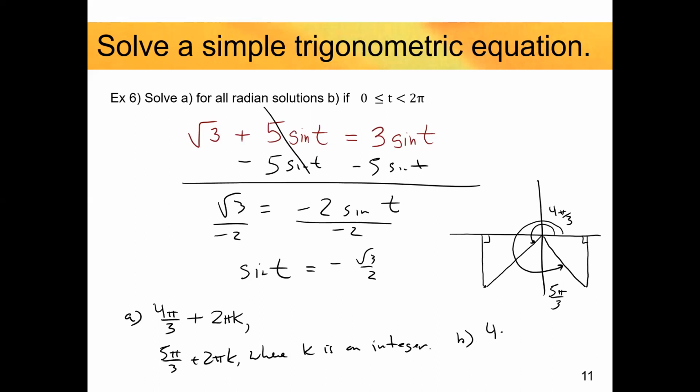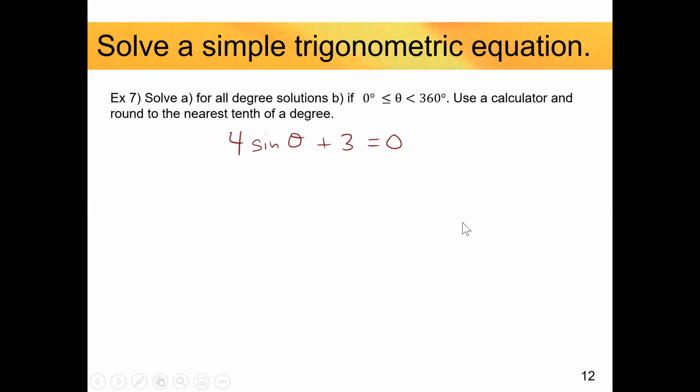I'll just write down k as an integer. And the b value, just to say it correctly here, we should say t is equal to 4π/3, 5π/3. Okay, and then a little bit of a toughie here. Got to do the calculator one. Okay, number 7. Solve for the degree value. We're going to use a calculator. We're going to round off to the nearest 1/10 of a degree.